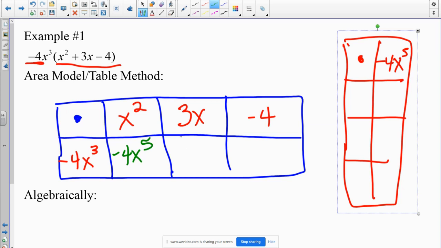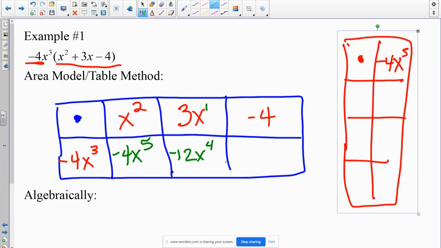Okay, to find this area, this side length is 3x, this side length is still that negative 4x to the third power, so negative 4 times 3 is negative 12. And then x to the third power and x, well, they have the same base. This would, of course, have a power of 1, so we can add those together to get x to the fourth power. And then this last area has this length of negative 4.